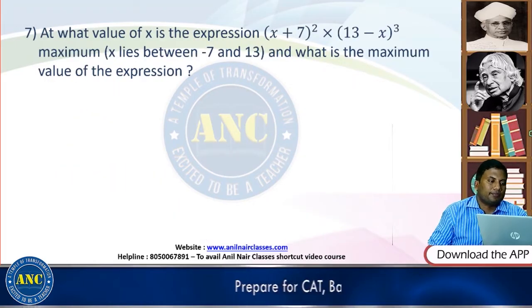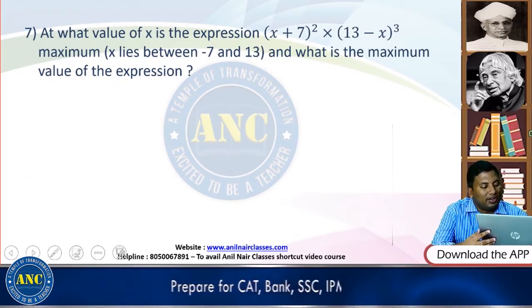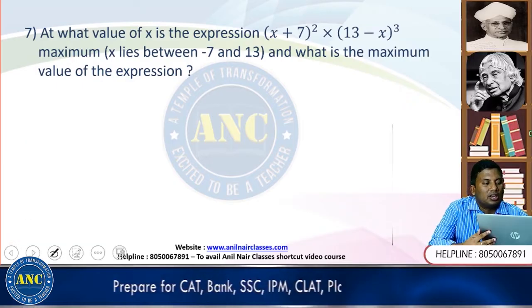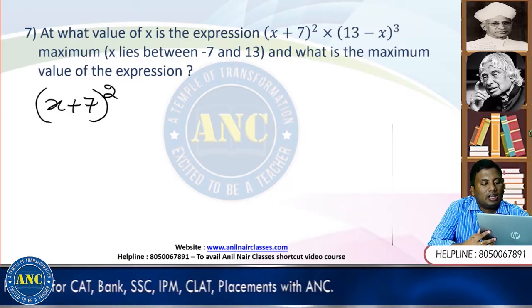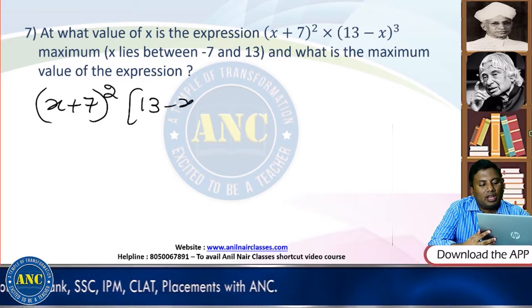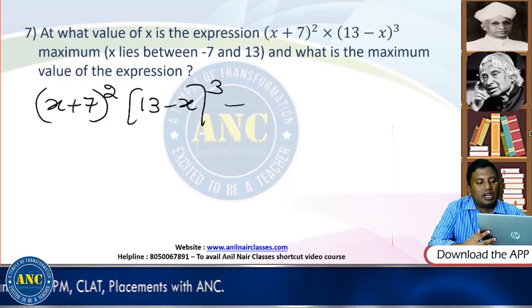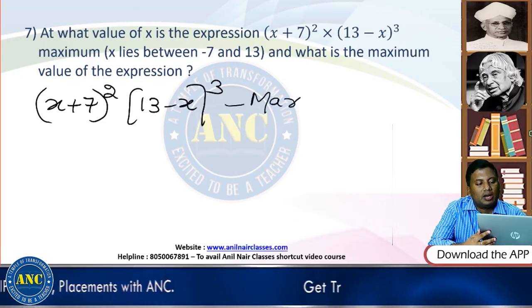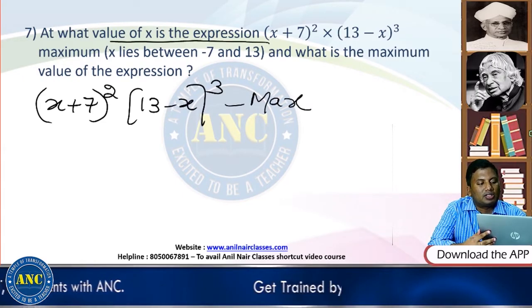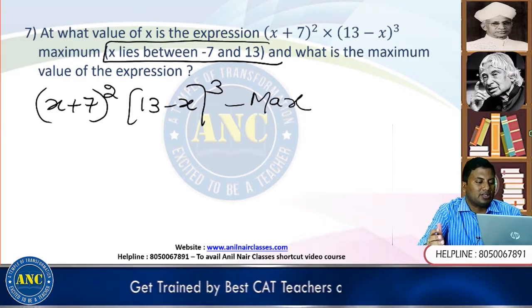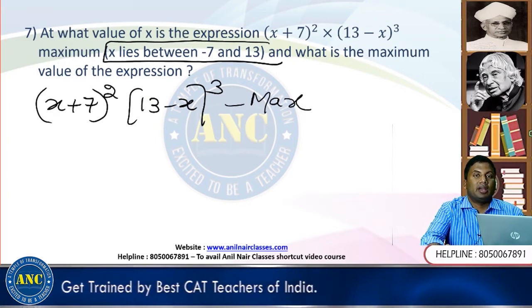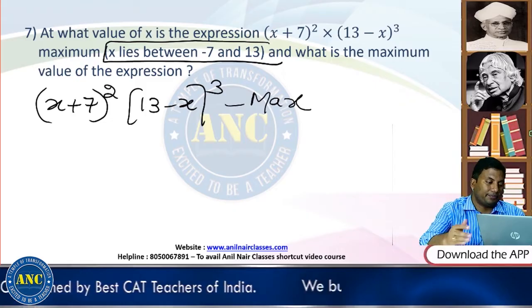Seventh question. At what value of x is the expression (x plus 7) whole square into (13 minus x) power 3 maximum? Remember, again it is given because all the values should be positive real numbers. If I take x value 14, 13 minus 14 will become negative.